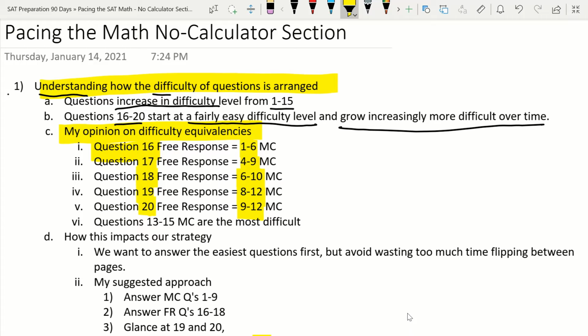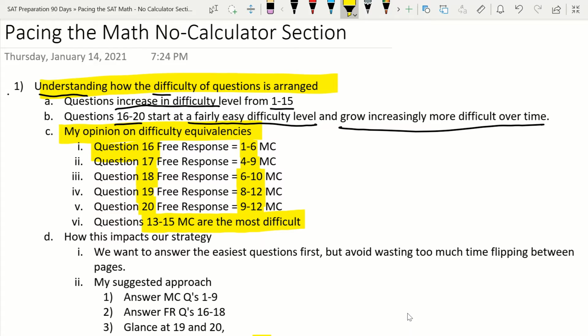Well, what are questions 13 to 15 of the multiple choice equal to? Well, they aren't equal to any free response, in my opinion, because they tend to be the most difficult. Questions 13 to 15, in my opinion, tend to be the most difficult on the SAT Math No Calculator section. So understanding this is going to affect the order in which we answer these questions, because we want to maximize our points.